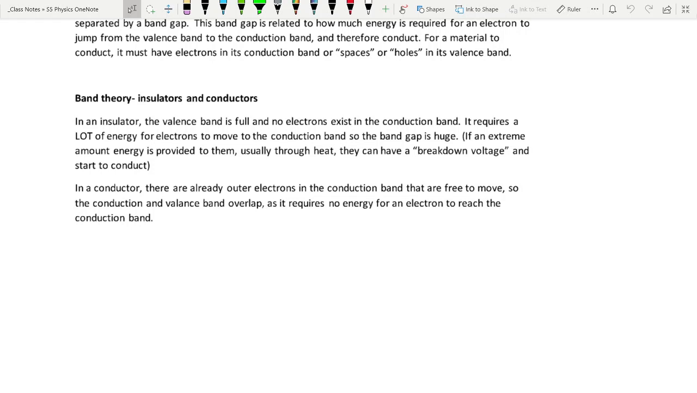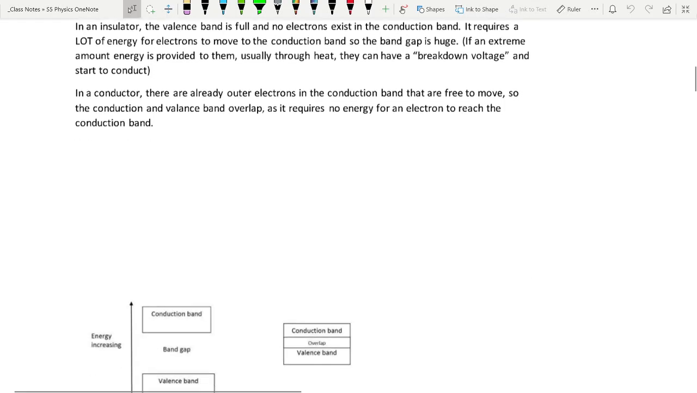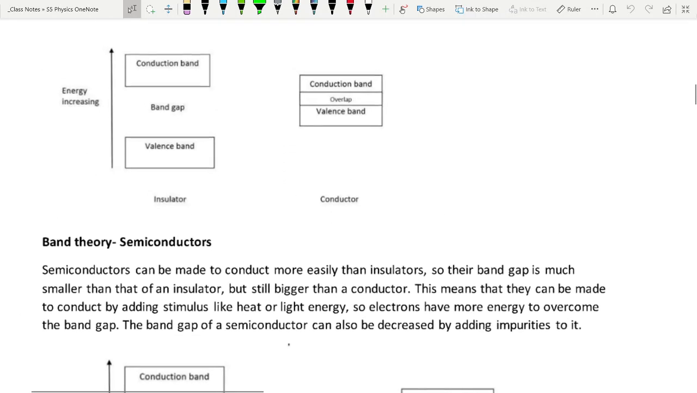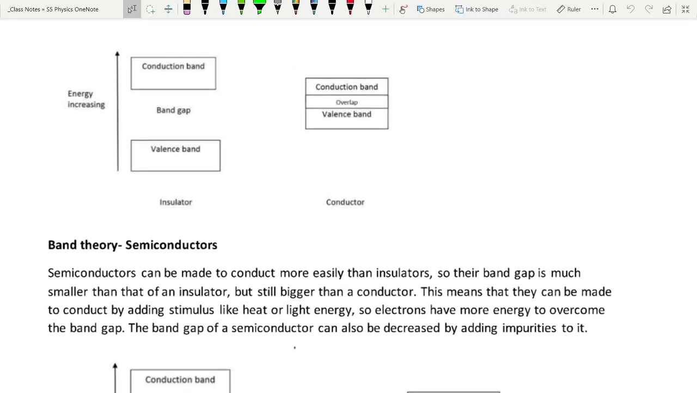In a conductor, there isn't really a band gap at all because they can freely move. They're already in the conduction band basically. So in a conductor, there are already outer electrons in the conduction band that are free to move. So the conduction and valence bands overlap, as it requires no energy for the electron to reach the conduction band. So there we have an insulator and a conductor in terms of band diagrams. So a big gap between the valence band and conduction band in the insulator, no gap in the conductor.